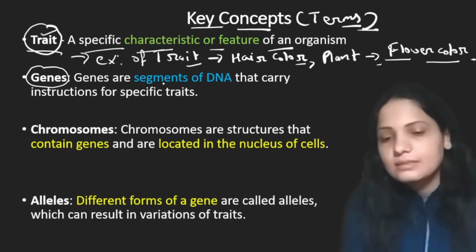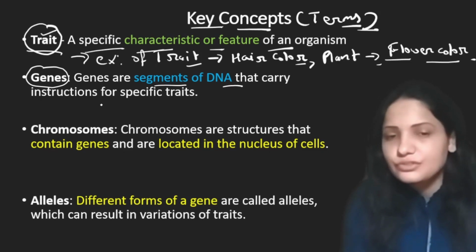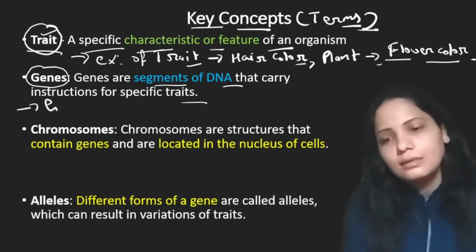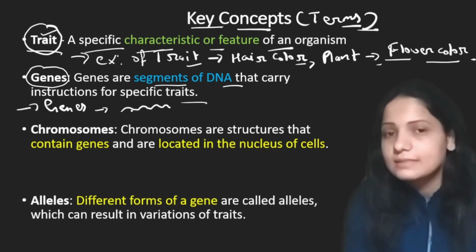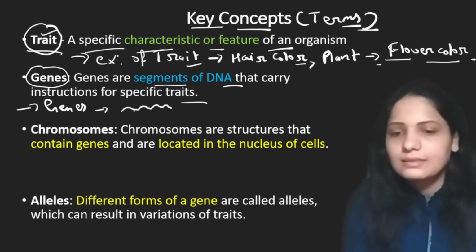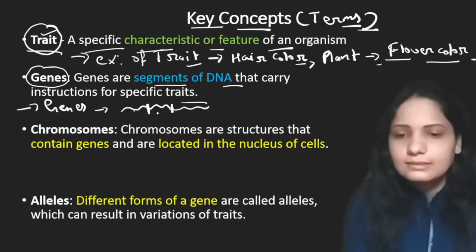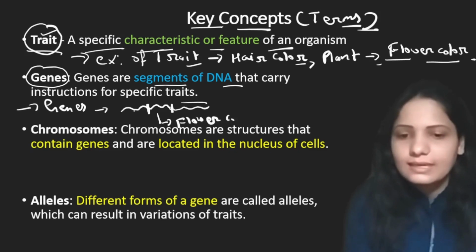Genes. Genes are the segments of DNA that carry instructions for a specific trait. What are genes? Genes are DNA. Let's say this is the DNA. DNA is present inside the nucleus of our cells. What is a gene? Let's say this is our DNA, and in this DNA, this region has a certain function. Let's say this region of DNA determines flower color.